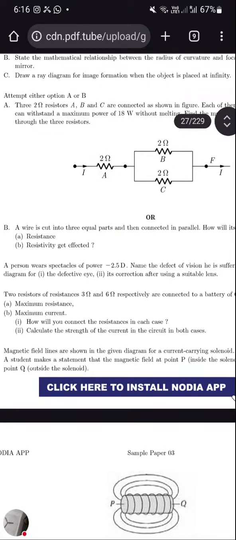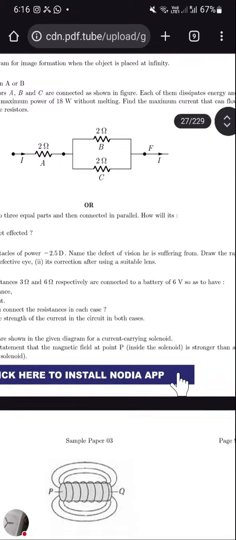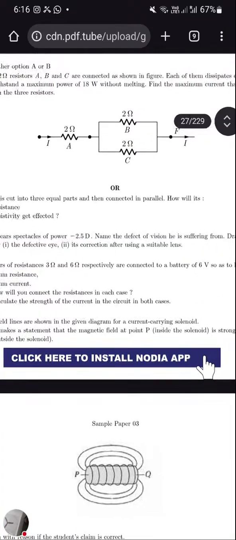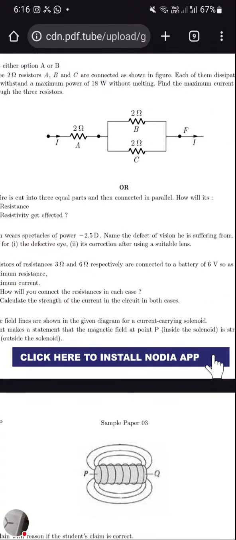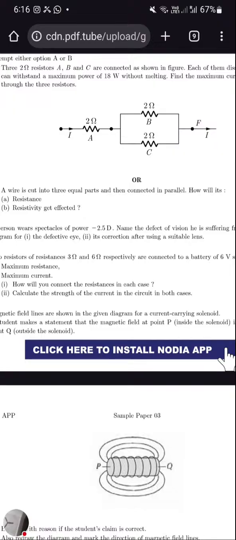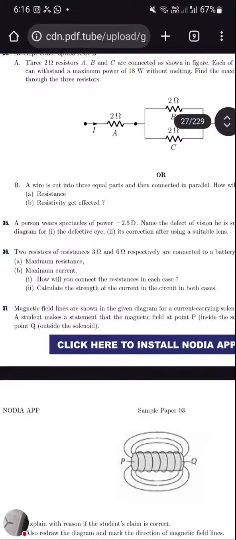A wire is cut into 3 parts and then connected in parallel. What will be the resistance? As it is getting divided into 3 parts, 1 by R plus 1 by R plus 1 by R, so it will be 3 by R. That is, the equivalent resistance will be R by 3. And how will the resistivity get affected? There is no change in the resistivity. Why did you write 1 by 4 R? It got divided into 3 equal parts.